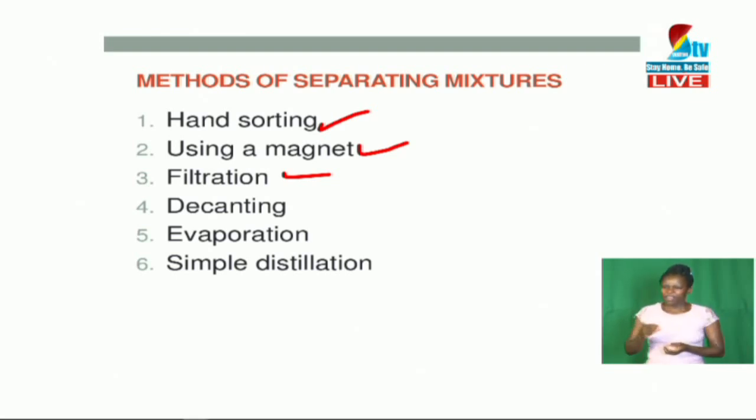Another method that can be used for separating mixtures, dear learners, is decanting. Then another one is evaporation. Then the last method that we are going to look at today is simple distillation. So these are the methods that we can use when separating different mixtures. Now we are going to describe each of these methods in detail.